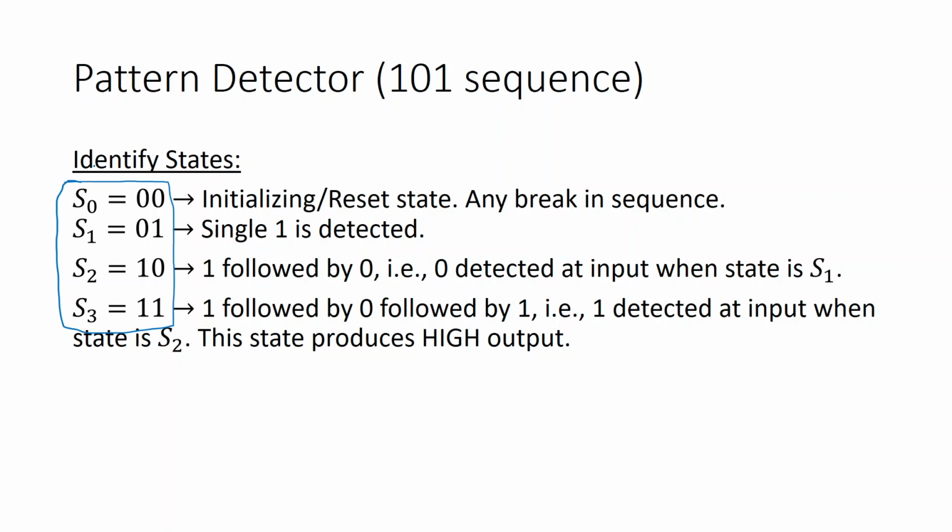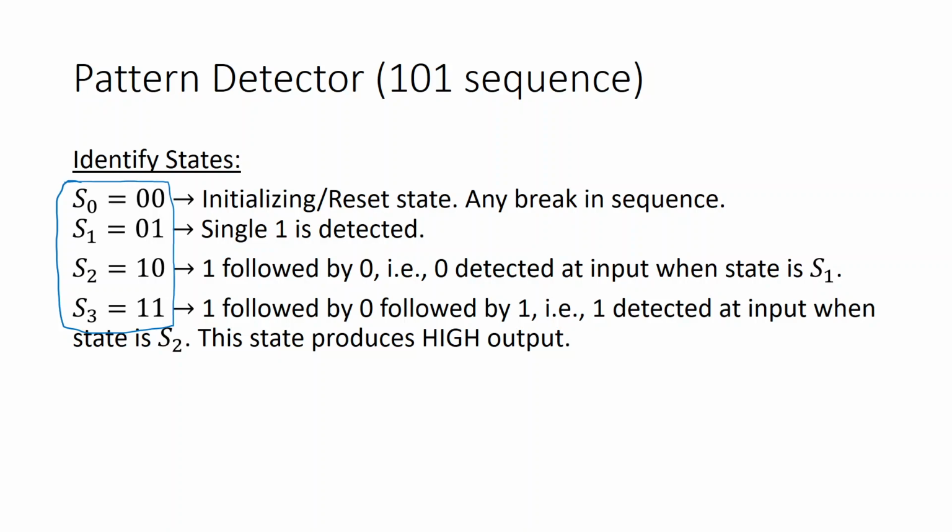S0 is the initial state, and whenever there is a break in the sequence, we would go to S0. S1 is when a single 1 is detected. S2 is when 0 happens after 1. So 1 is followed by 0, so the 0 is detected at the input when the state is already S1.